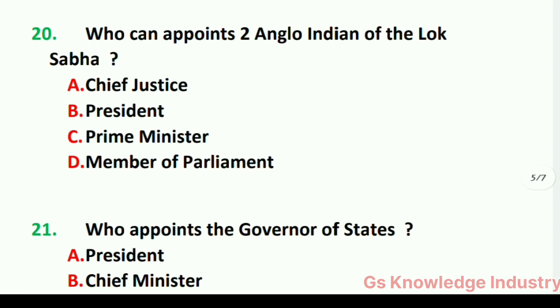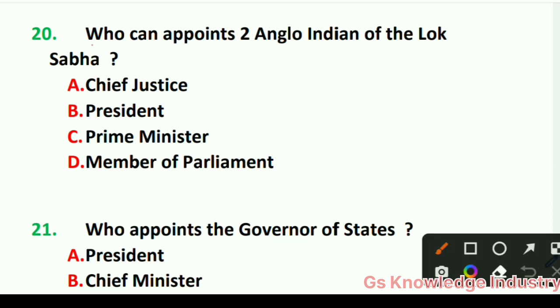20 number question is, who can appoint 2 Anglo Indian of the Lok Sabha? Option A, Chief Justice. Option B, President. Option C, Prime Minister. Option D, Member of Parliament. Here the right answer is option B, President, right?